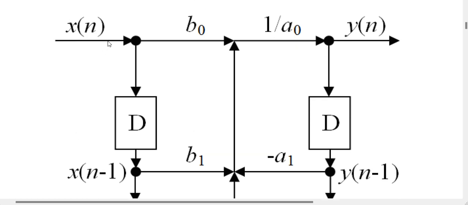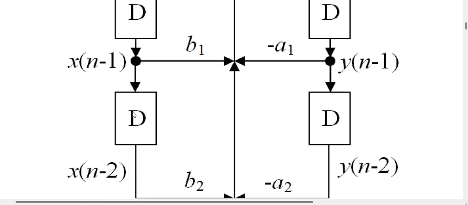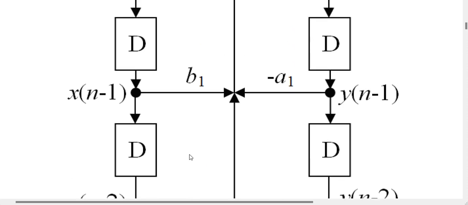Input being multiplied by B0 in this branch, a delay for it, so the name will be x of n minus 1 multiplied by B1, and the last delay will cause x of n minus 2 and multiplied by B2 based on the difference equation.